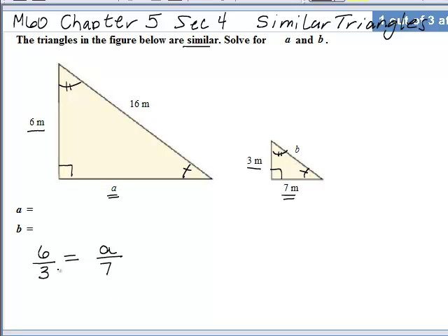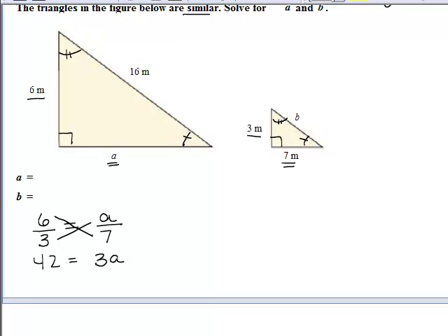So in this case, it's not easy for me to see what I multiply 3 by to get to 7. So we're going to cross multiply the numerator with the denominator over here, and this only works again when we have an equal sign between. So this is 42 equals, and I'm going to multiply 3 times A to get 3A. All right, so now we just have to solve what multiplied by 3 equals 42.